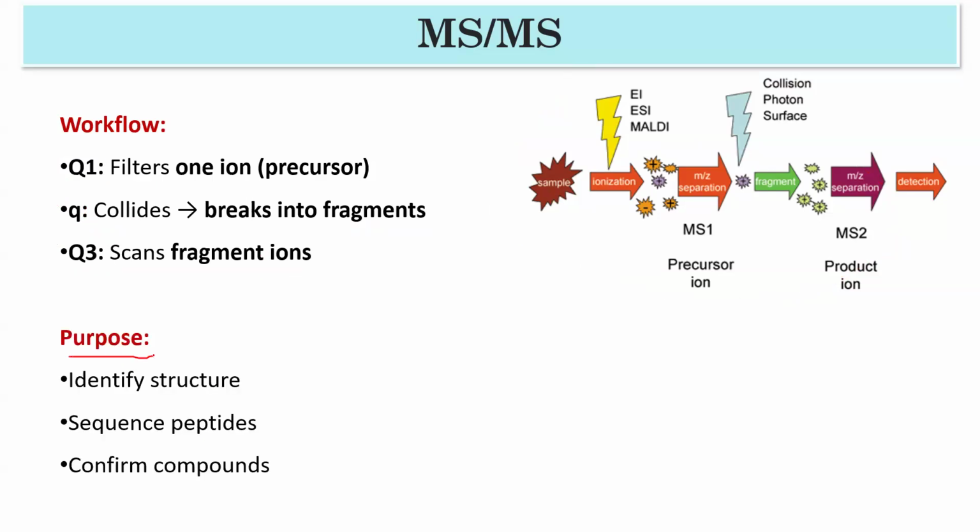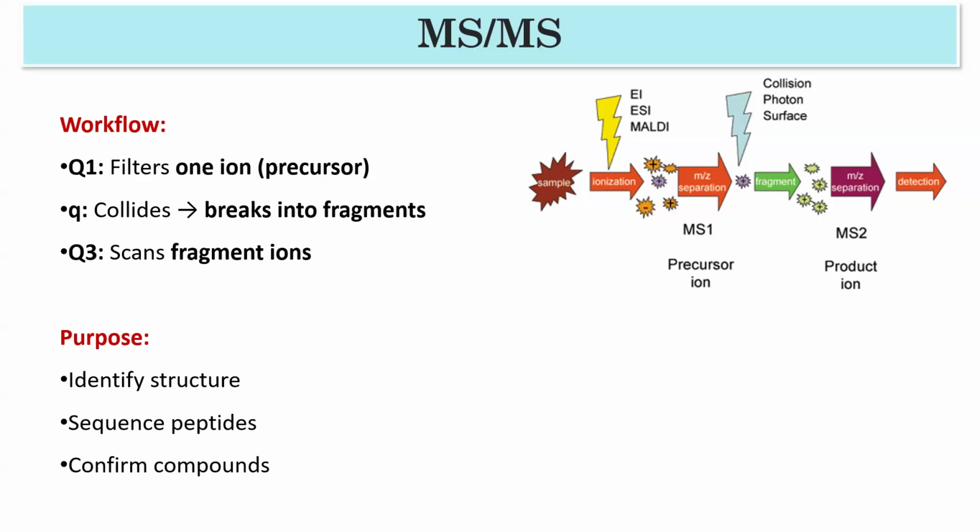So what is the purpose of MS-MS? It will identify a structure. For example, if you have a protein, it can sequence peptides, and it can also confirm your compound. I told you already: proteins are made of polypeptides, and those polypeptides are made of amino acids. If you just do a mass spectrum for this protein, you may not get what kind of amino acids are present, so you have to use MS-MS.